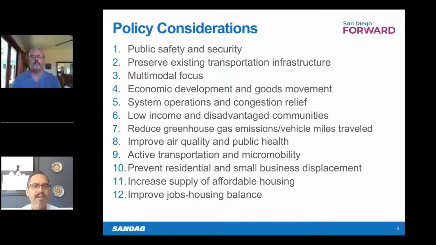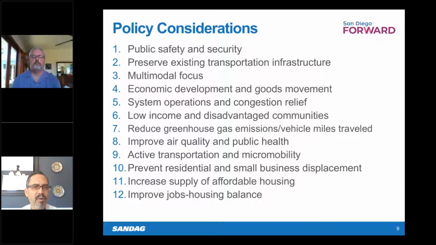So if you look at all of the policy guidance that comes from California Transportation Commission, Federal Highway Administration, and the Federal Transit Administration, you can kind of boil it into these 12 categories. And this is important for all the teams to develop an understanding for what are the appropriate transportation solutions for each corridor. So they'll be using these 12 policy considerations to develop the solutions that are tailored for each corridor.